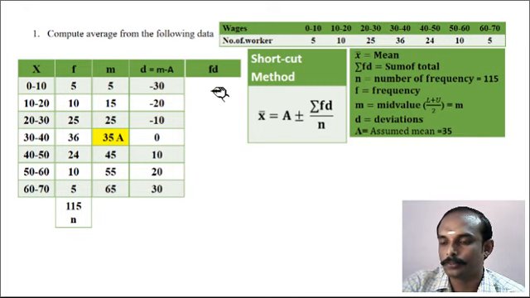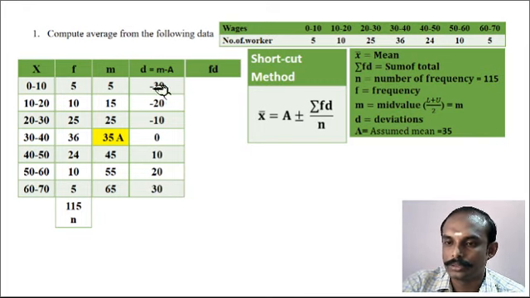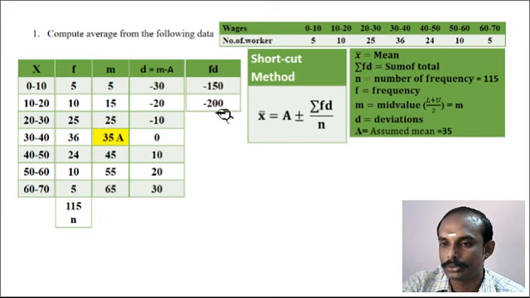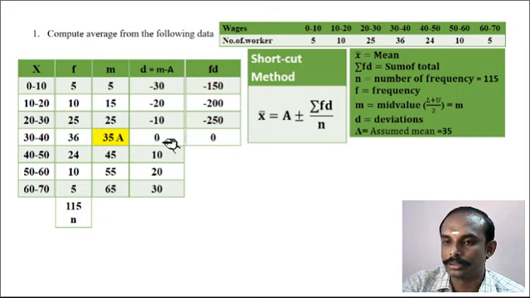The last column is fd. f into d is equal to fd. So 5 into minus 30 is minus 150, and 10 into minus 20 is minus 200. 25 into minus 10 is minus 250. 36 into 0 is 0. 24 into 10 is equal to 240. 10 into 20 is equal to 200, and 5 into 30 is equal to 150.